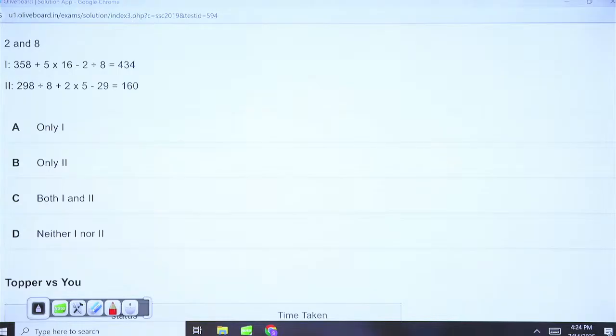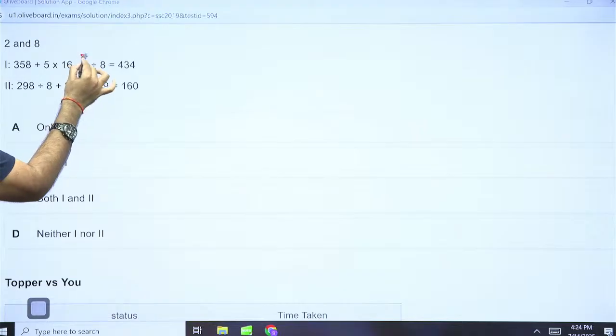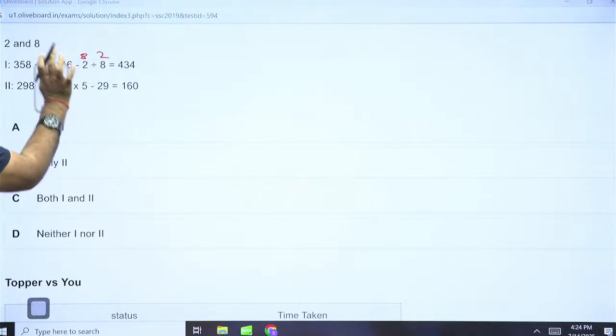Good, good, good. Not digits, numbers, guys. So 8 here and 2 here, 2 here and 8 here. Okay, so 8 divided by 2 is minus 4.